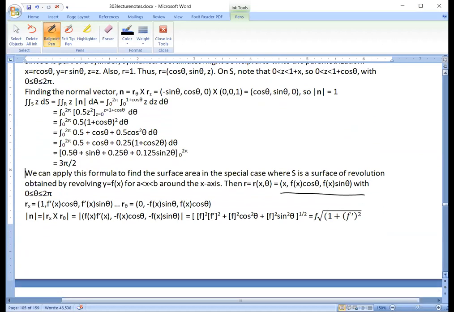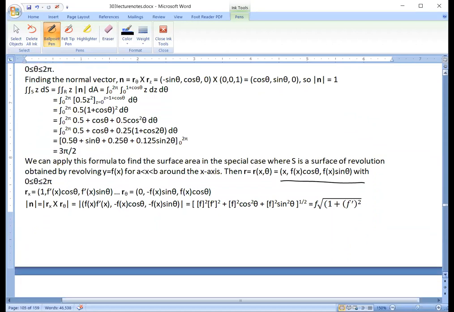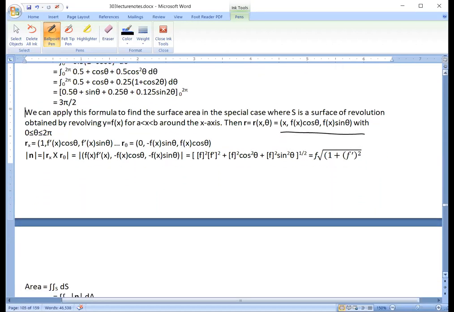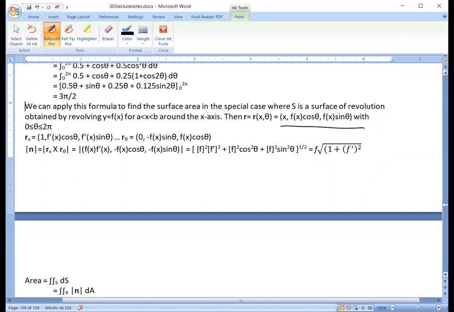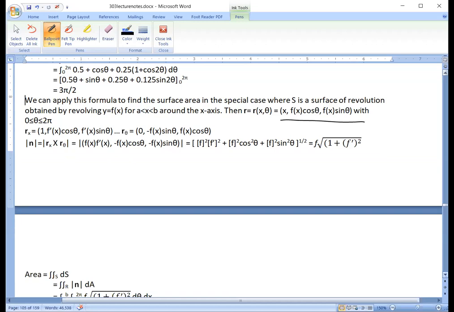So since we now know what the magnitude of the normal vector is, we can go back to the surface area formula. Surface area is always the double integral over the surface of dS, which we know converts, making the parametrization, to the double integral over our region of the magnitude of the normal vector times dA, but we just found out what the magnitude of the normal vector is.